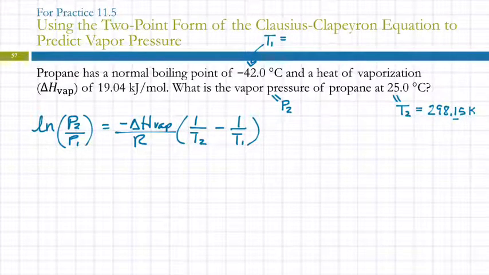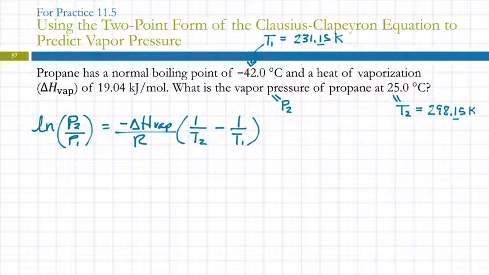Can't do that one in my head. I could try, but that'd be ugly. 273.15 minus 42, 231.15. So that's the temperature 1.